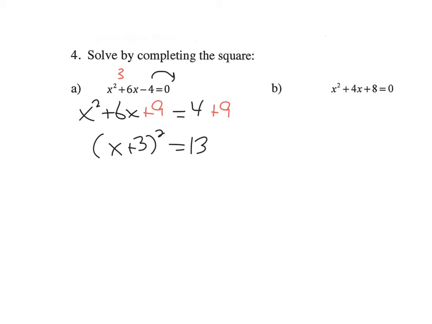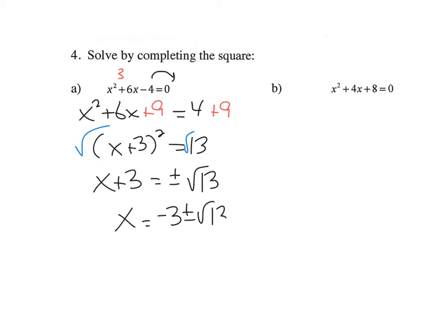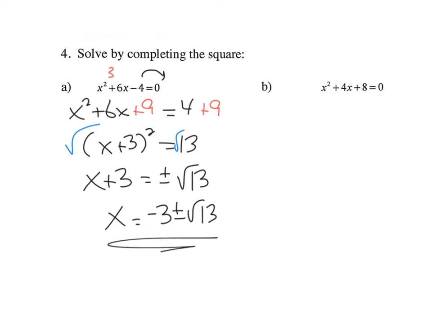X plus 3 squared. Now, to get rid of the square, you square root both sides. So I get x plus 3 over here. Over here, I cannot break down 13, so it just stays inside. Don't forget your plus or minus sign. Move the negative 3 over. It goes in the front. And there it is. Negative 3 plus or minus the square root of 13. And all of your answers will look like that.